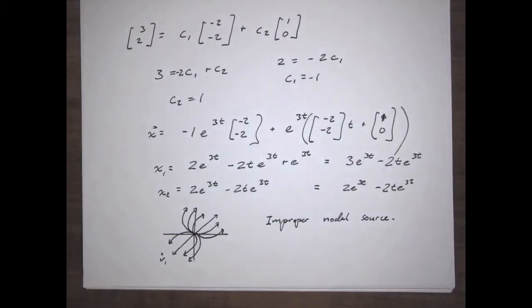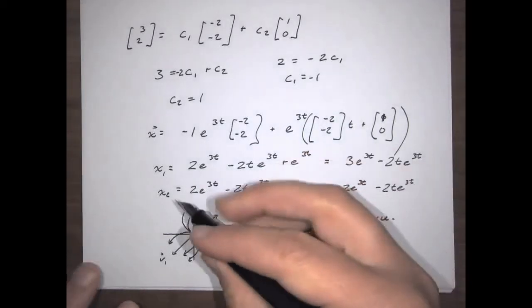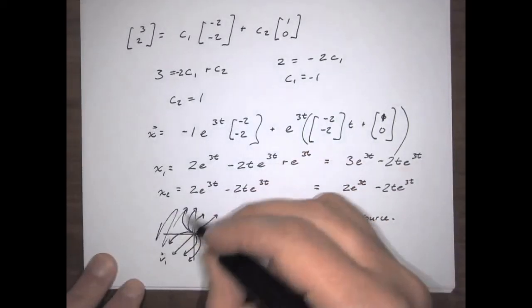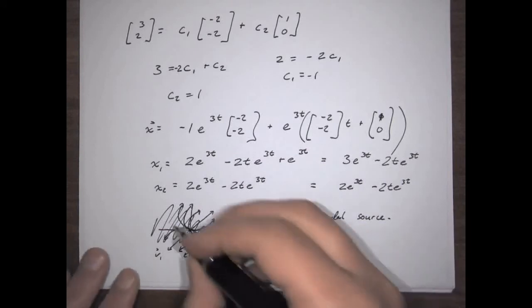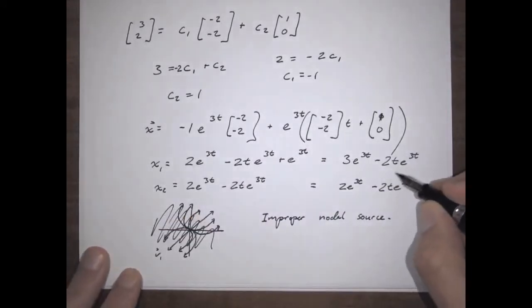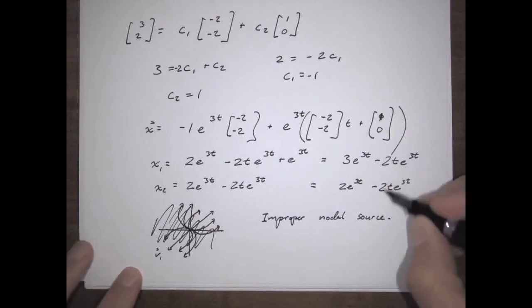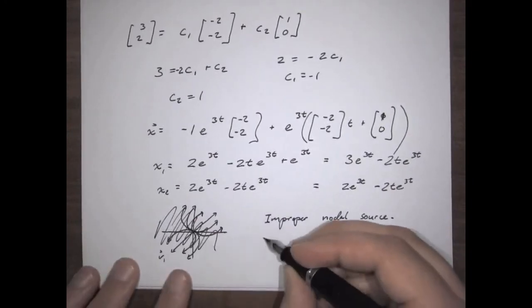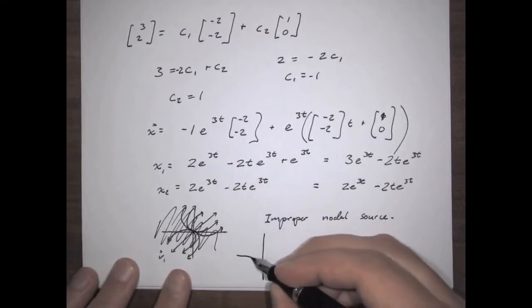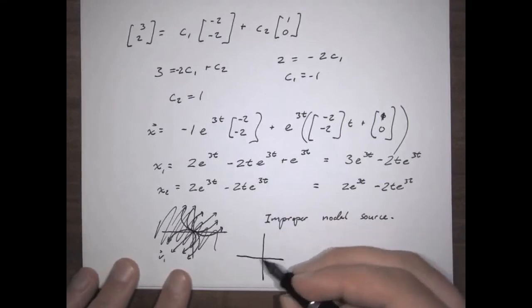Hey everyone, I just wanted to do a slight correction on this. I realized I made a slight mistake. My conclusion is not changing: it is an improper nodal source. But one thing I forgot about here is that this particular direction is the one that it is going to be pulled in as t goes up. So it's almost right, but not quite.